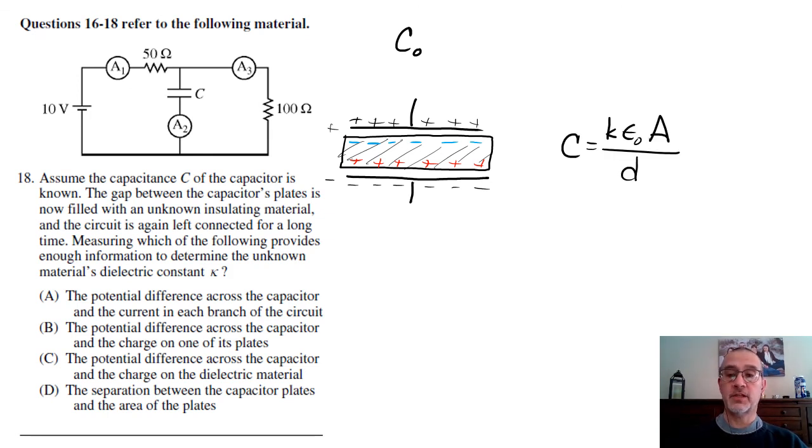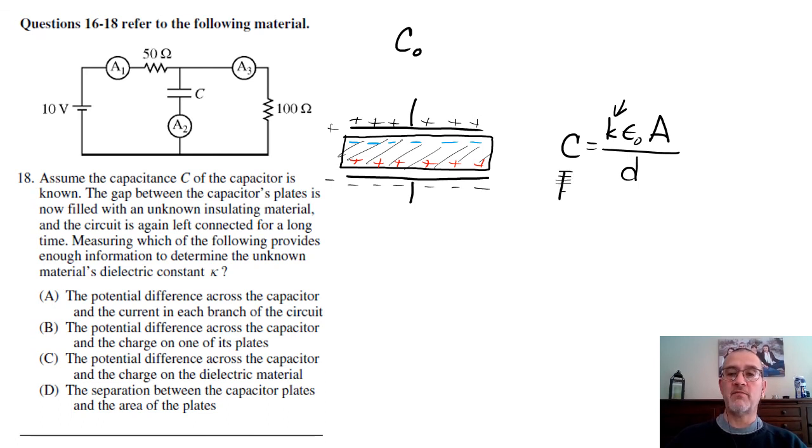And the equation for the capacitance of a capacitor is K, this dielectric constant, times epsilon naught, which is how well a vacuum transmits the electric field, times the area divided by the distance. And so what we have is a new capacitor, which now will have a dielectric in it in this new circuit, where epsilon naught, A, and D are all going to be the same.